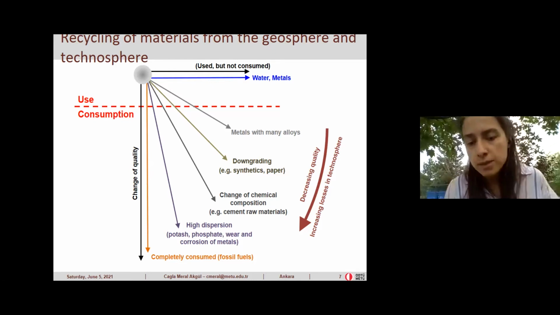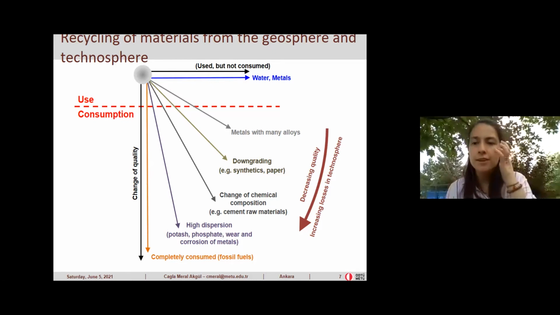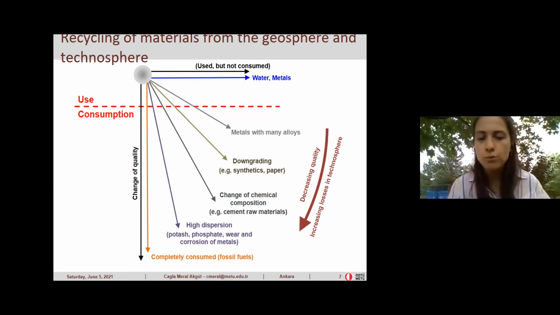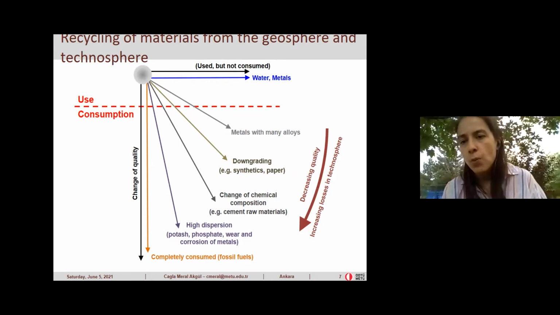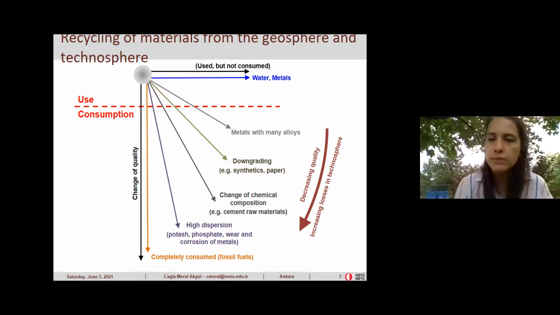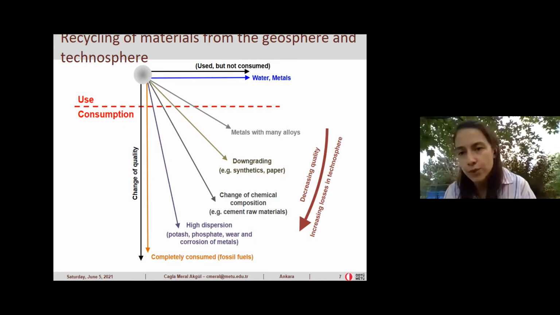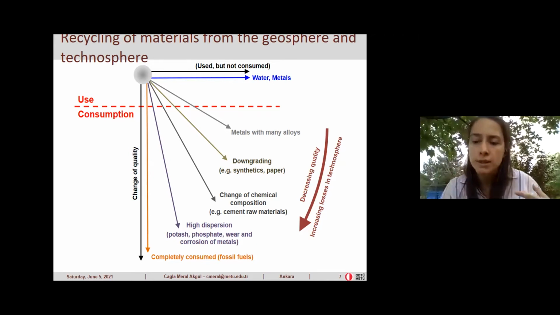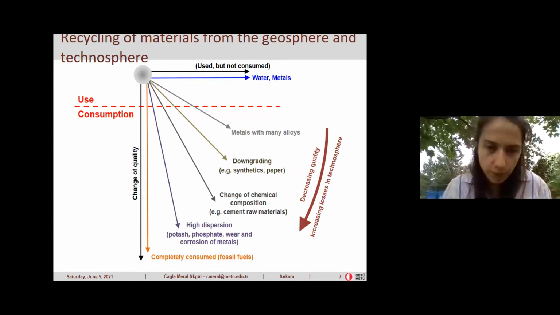And then come things that have a very limited amount of reuse or are almost completely consumed. For example, fuel. Once you burn your fuel, it's gone. You cannot recycle it, you cannot regain it. So these are consumed. What you have is decreasing quality and increasing loss. This is something we don't want. We want materials that we can keep using efficiently if possible.